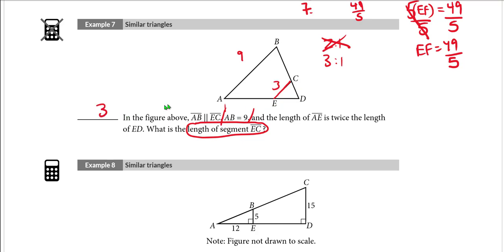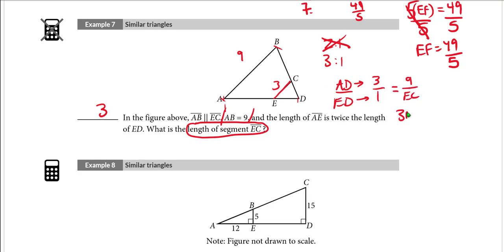So our answer is 3. But we could set this up with a proportion as well. Again, if we're looking at side AD to ED, we know there's that 3 to 1 ratio. AD to ED is 3 to 1. And then we could just set that equal to AB, that's the larger. So again, AD is in the larger triangle. AB is in the larger triangle. So that would be AB, which is 9. Let me put that in there, over the EC.